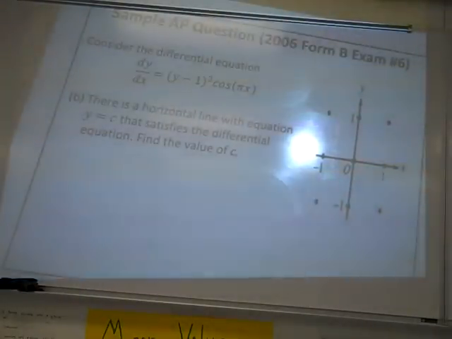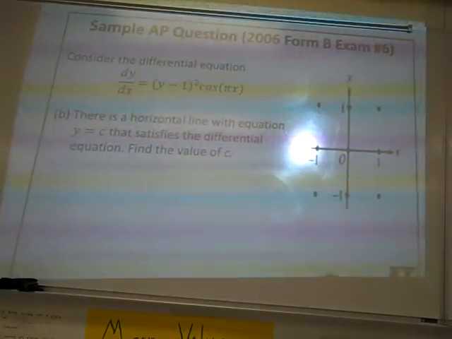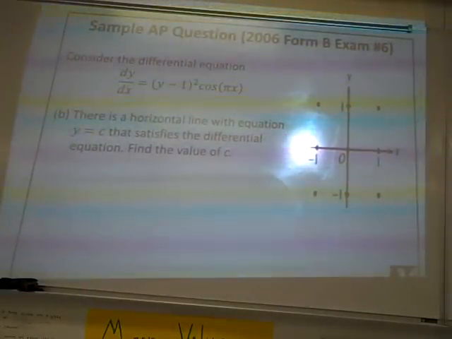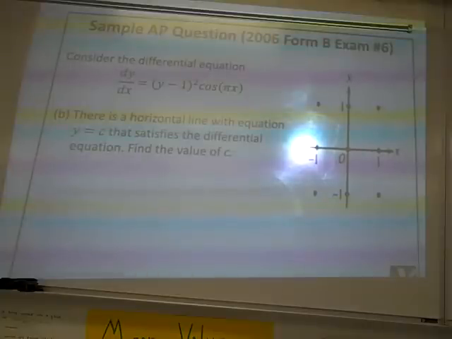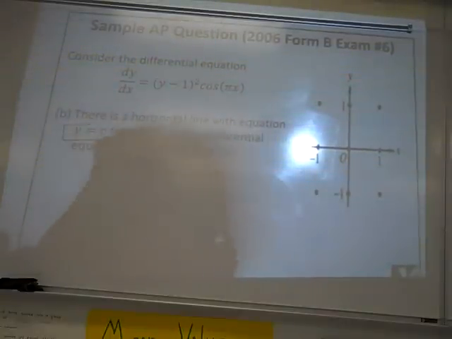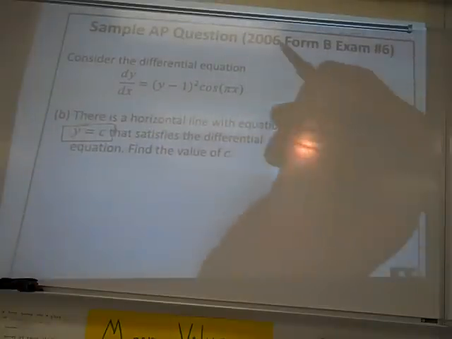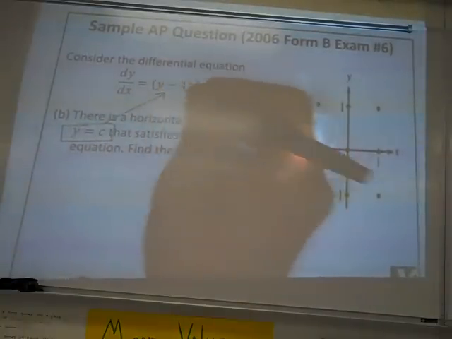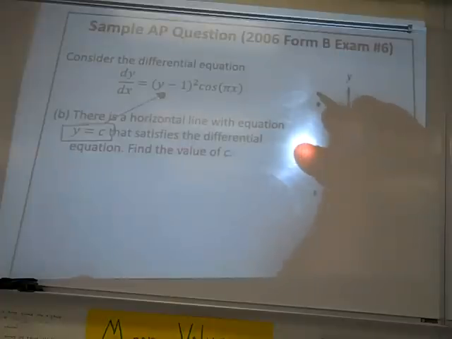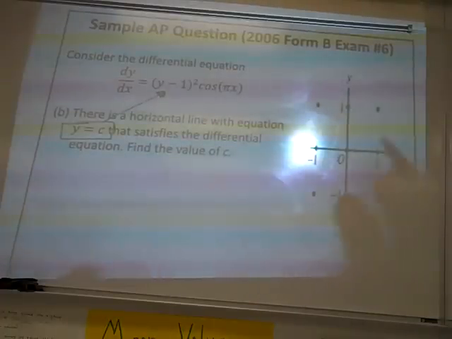Okay, now we're on to part D. There's a horizontal line with equation y equals c that satisfies the differential equation. Find the value of c. All right, what do we know? We know that y equals c is a solution. That means I can plug it into my differential equation and we're going to get something that's true.